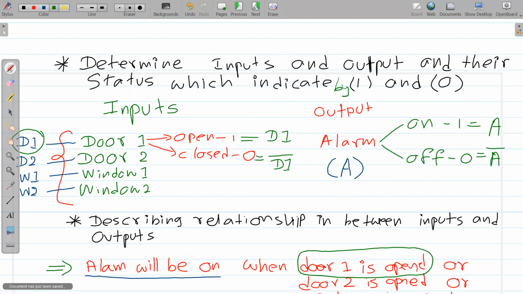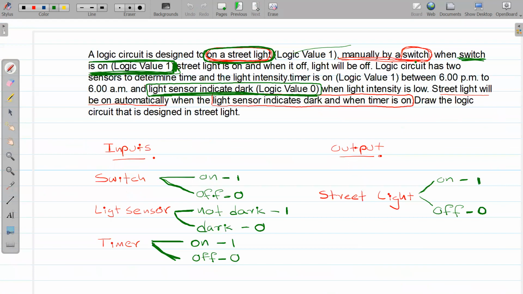Right, so we are done, and it's better we indicate some letters for these things. We need that. S is for switch, L is for light sensor, T is for timer. And the street light I indicate as F. It doesn't matter which letter you take. It's only a matter of writing the expression. So it's better we have unique letters for each and every input as well as the output.